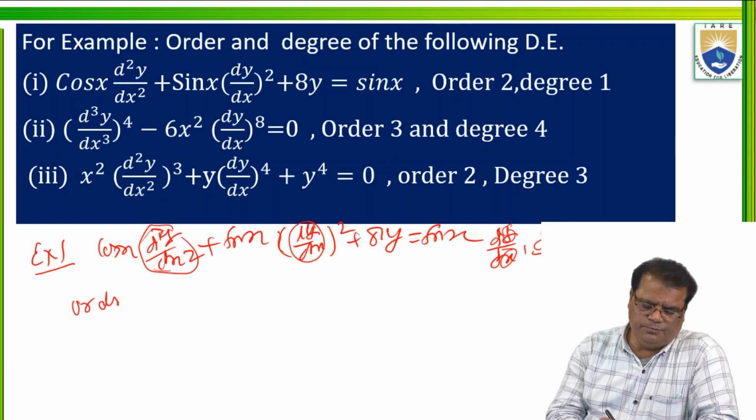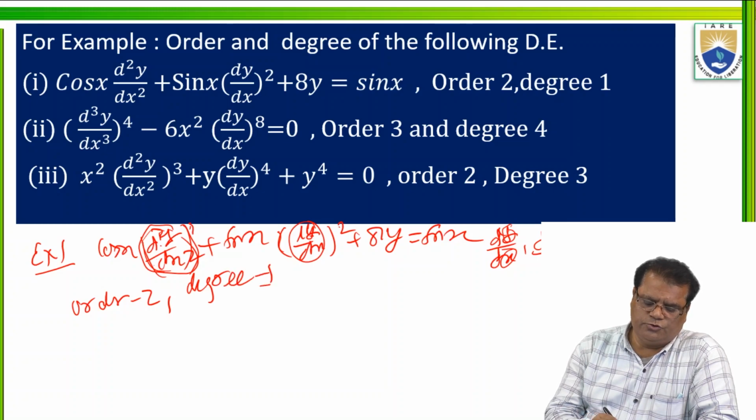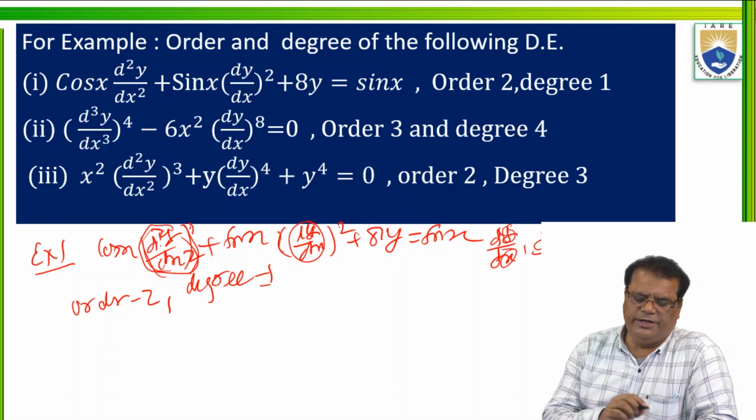Order is 2. Now degree. We check the power of the highest order derivative, not the others. Here is power 2, but that is on a single derivative. Here is a double derivative, but the power is 1. So the degree is 1. So order and degree: order is 2, degree is 1.